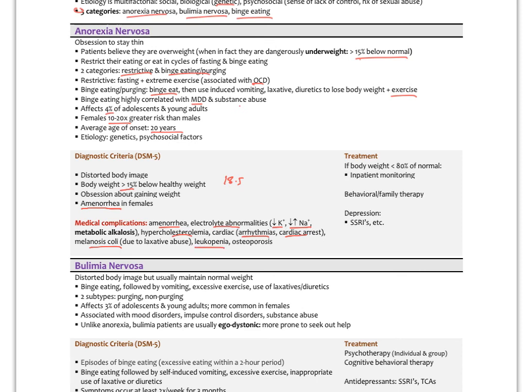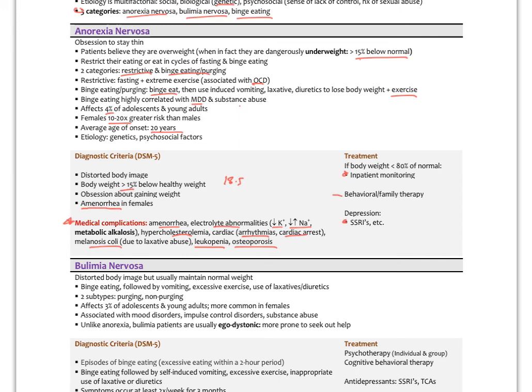Leukopenia, which is suppression of white cell counts, so then a person is much more susceptible to infections, and osteoporosis. So the important thing with anorexia is to realize there are significant medical complications from the very low body weight and the consequences from that. So if the body weight is less than 80% of normal, we do inpatient monitoring. That would be a more extreme situation. Usually a combination of behavioral family therapy is helpful, and then SSRIs and so forth might be used to address the depression aspect of that.